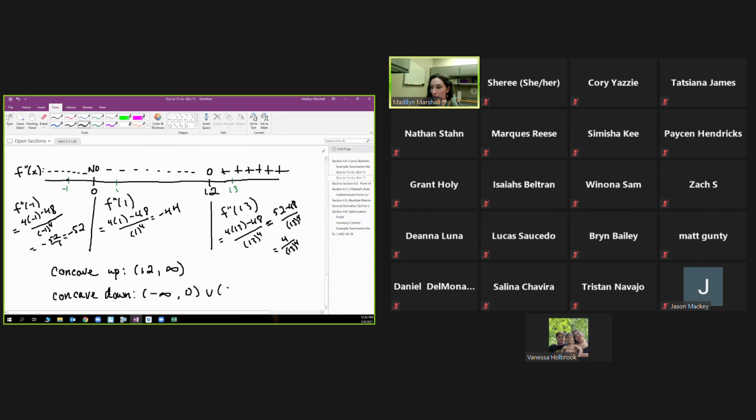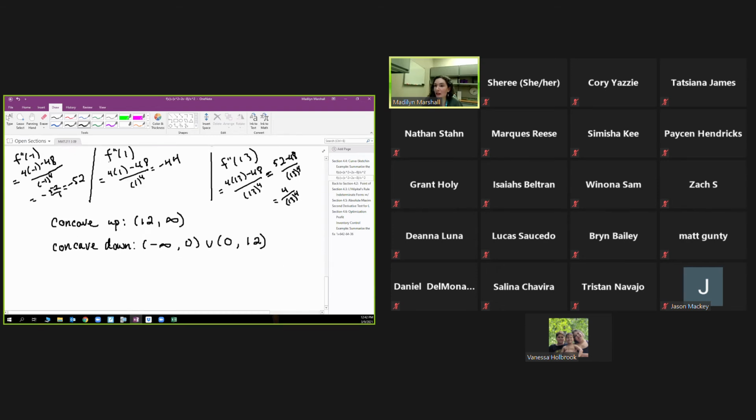You can use a union or a comma: negative infinity to 0, and then 0 to 12. Right. If 0 were in our domain, we could include it, but since 0 is not in the domain, we have to skip it. So that's kind of a tricky part that we have to pay attention to.